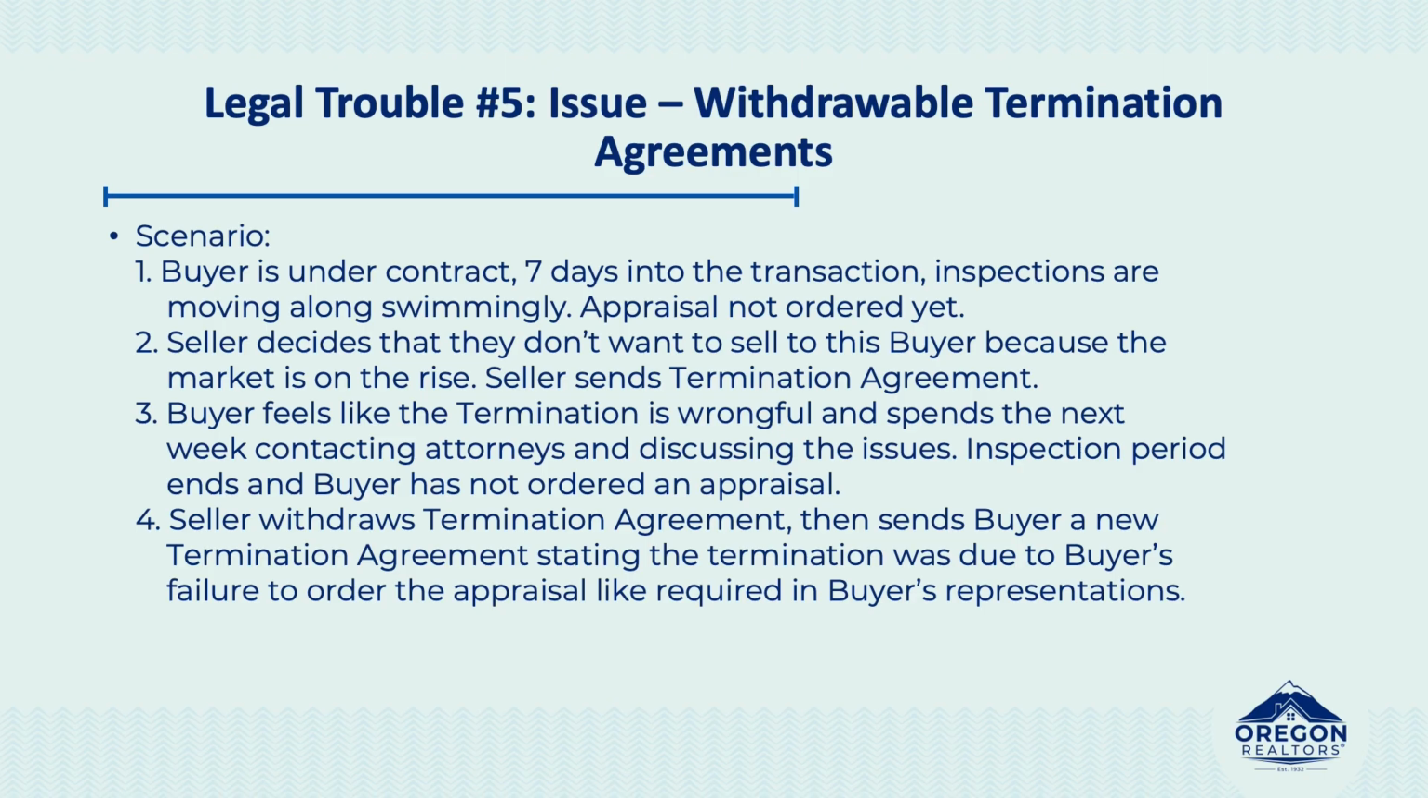At that point, the buyer goes, seller, I don't think this is appropriate. I think your termination is not valid. So I might seek specific performance. And the seller goes, you're right. Based on my termination agreement that says I can withdraw this at any time, I withdraw that termination agreement. You're right. I was not correct to terminate just because the market was improving. So as a result, I withdraw my termination agreement. However, buyer, you didn't order your appraisal, so I'm going to terminate now because you failed your obligation to order that appraisal.